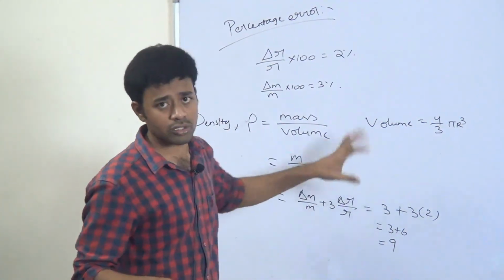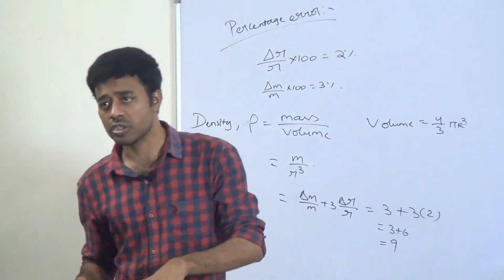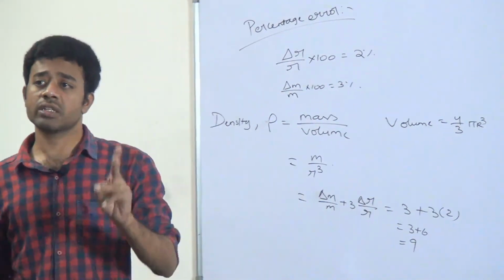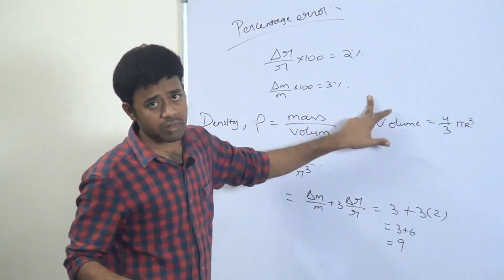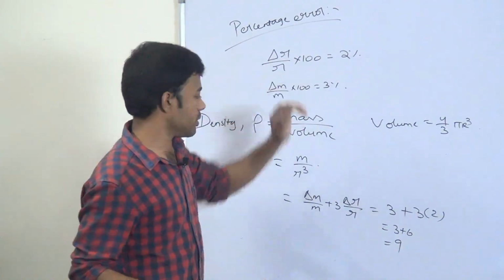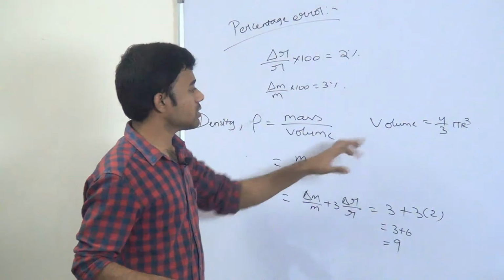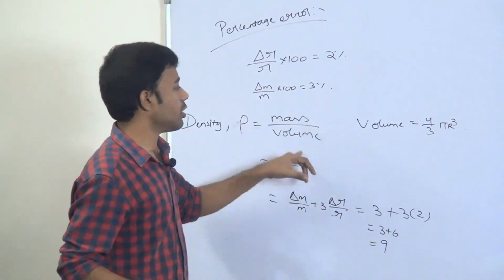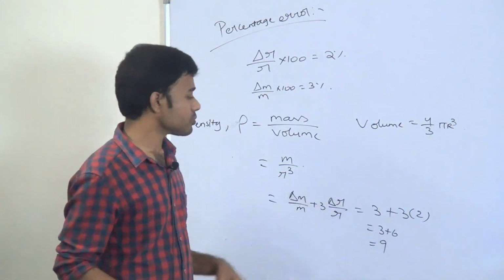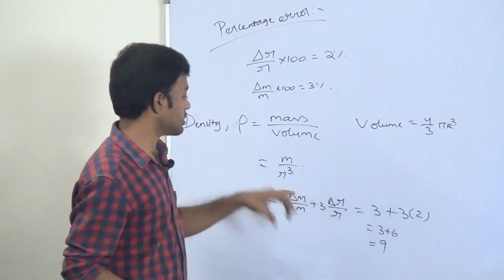So here the error is only caused by the values which are changing. Here only mass and the radius are changing. The error in mass is 3% and the error in the radius is 2%. So if you take it like this, there is no need to take the values of 4 by 3 and 5. Density is mass by volume, which is proportional to R cube. So the error in the mass is 3%, obviously.